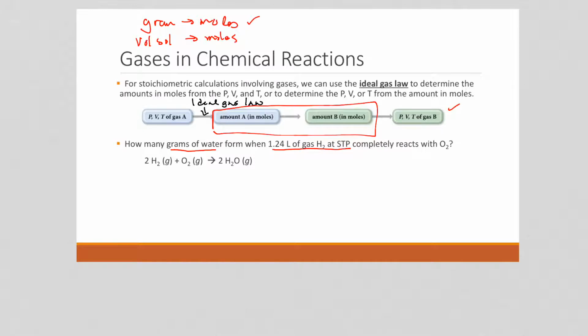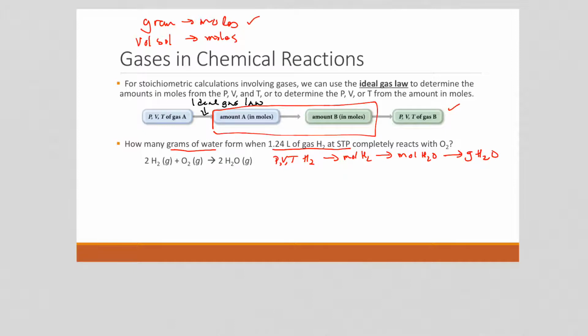So if we follow our flow chart of what we need to do, we have the information to start with, say, the pressure, the volume, and the temperature of hydrogen, go into moles of hydrogen. We can then use our stoichiometry to go to moles of water. And now that's for grams of water, so we could, of course, use the molar mass of water to go into grams of water. So we can combine our stoichiometry techniques that we've been doing. Okay, so let's see how to approach this.